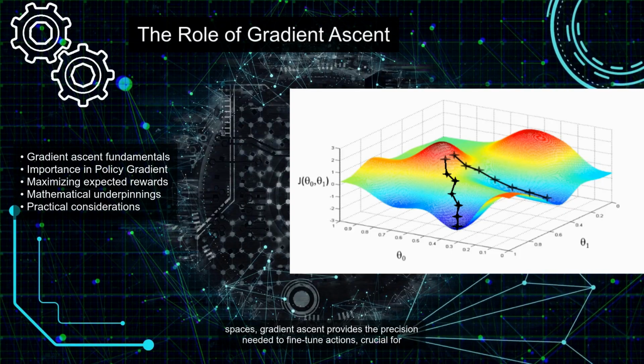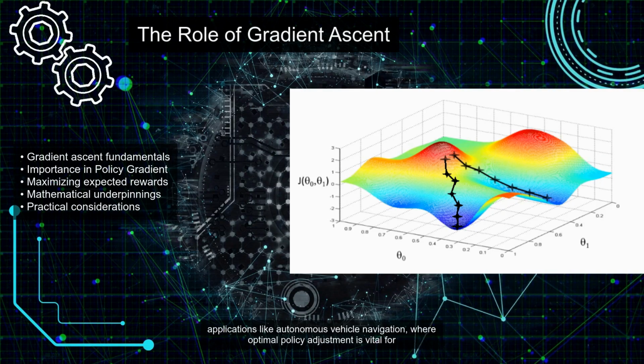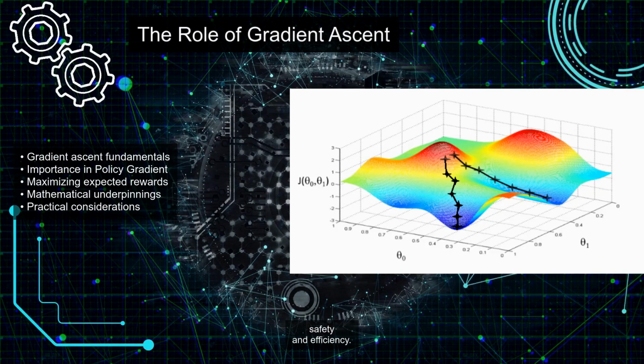In continuous action spaces, gradient ascent provides the precision needed to fine-tune actions, crucial for applications like autonomous vehicle navigation, where optimal policy adjustment is vital for safety and efficiency.